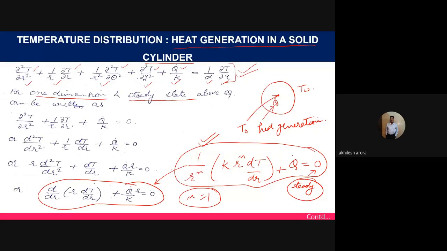So I am starting from this particular step only. Okay, that means I am given this particular equation, and I am putting the value of n equal to 1 in this particular case. So basically you can see here, once I put the value of n equal to 1, this equation will be, let us write it once again. This equation will be transformed to 1 upon r d by dr of k times r dT by dr plus q dot is equal to 0. This is what we are going to get.